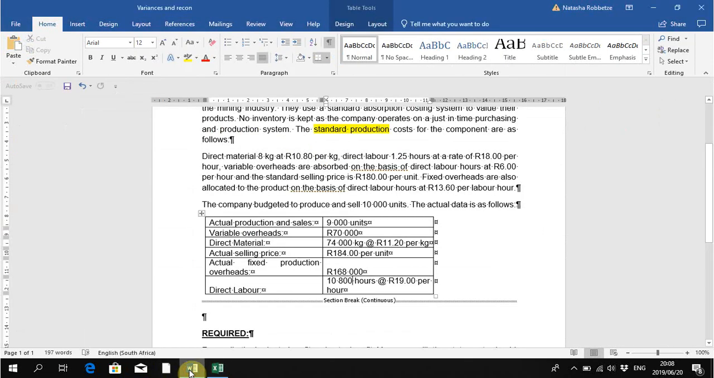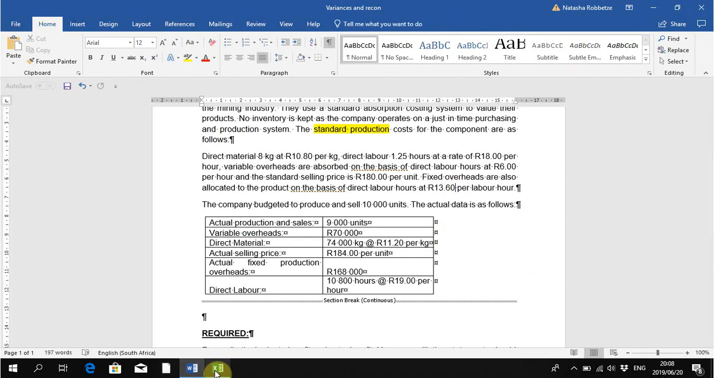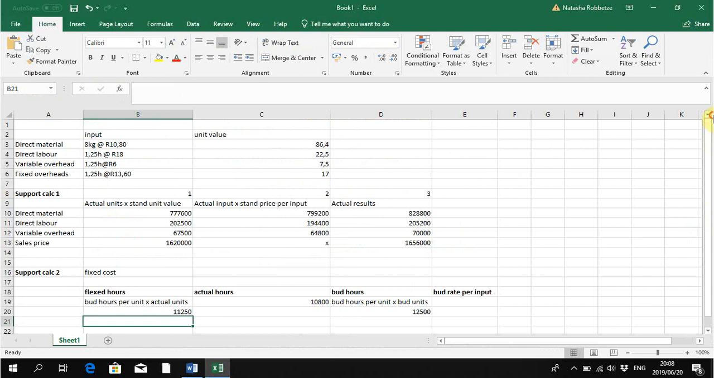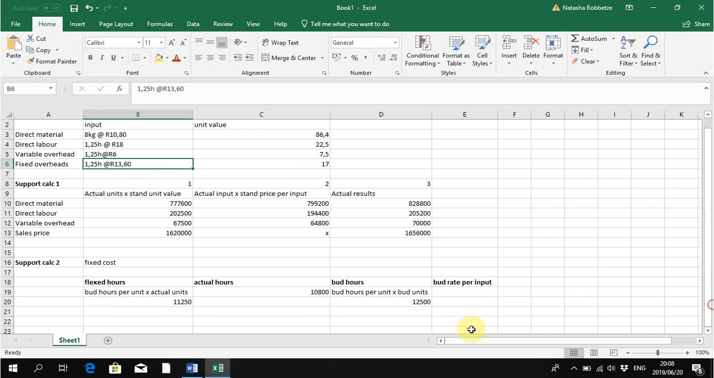The budgeted rate is easy. It was given from the question. They tell us that for the fixed cost, it is 13 Rand 60 per labor hour. You can even go back to the standard cost card and see it. So there's the rate, 13 Rand 60. So that needs to be filled out there.